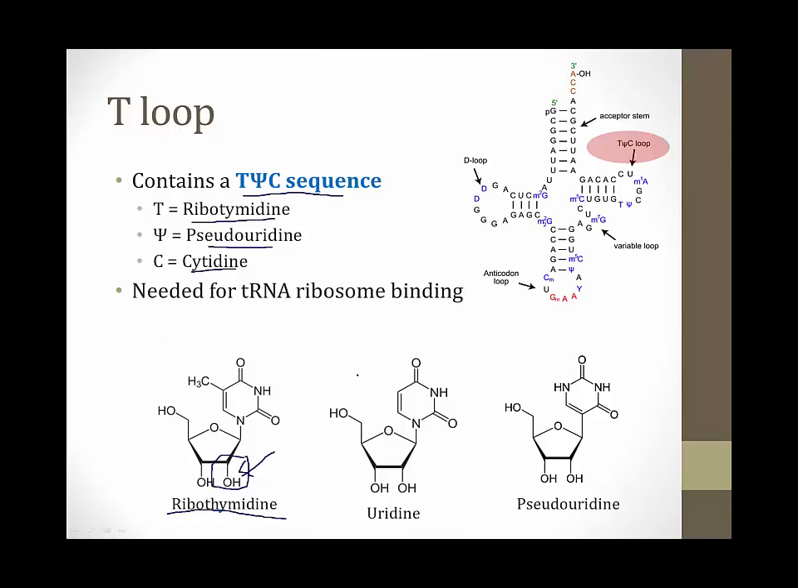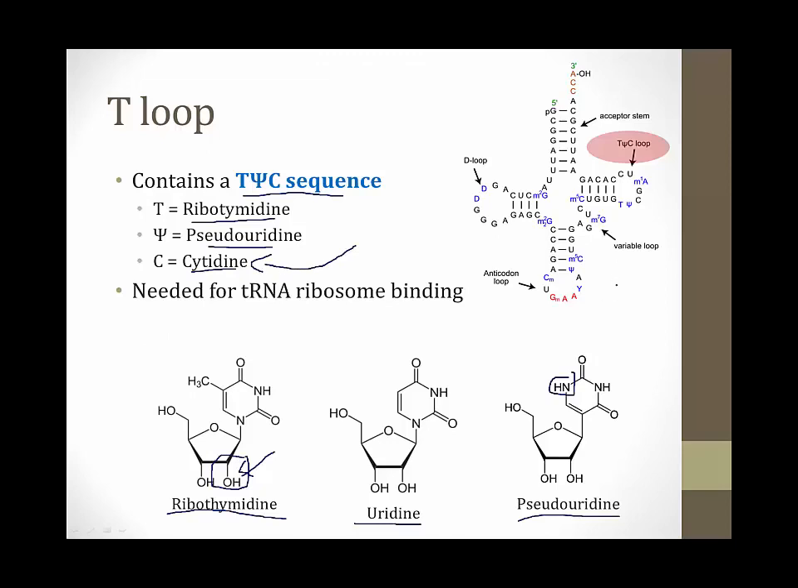The Ψ in the T-Ψ-C sequence stands for pseudouridine. This is the structure of normal uridine in the middle of the screen. Pseudouridine looks a lot like it, but the nitrogen is in the wrong position in the base. Therefore, it's called pseudouridine. And then the C is cytidine as you would normally find it in RNA.